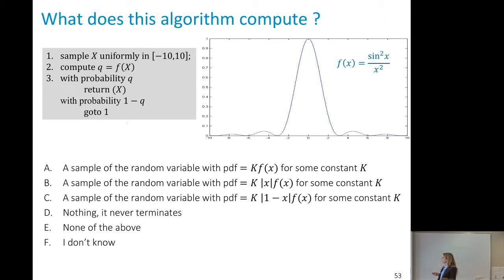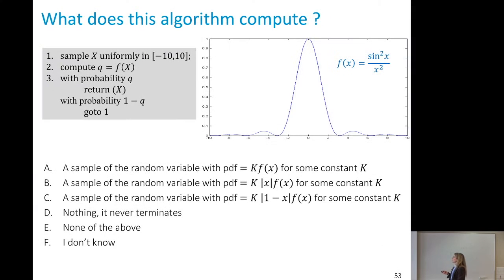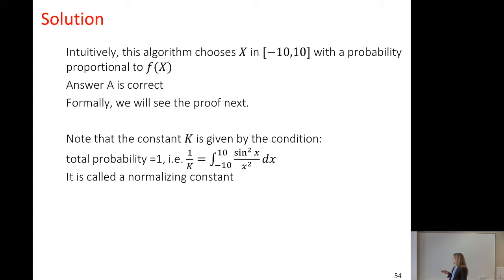Sample again. So what do you think happens with this algorithm? What do we sample? What kind of sample do we obtain? So the correct answer is A.